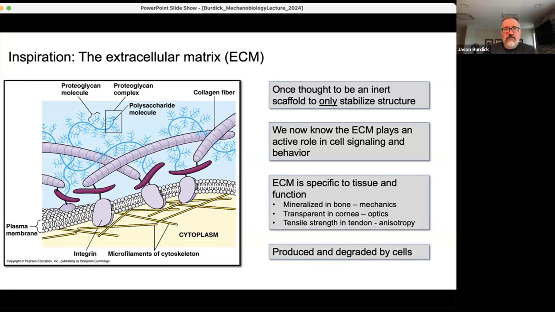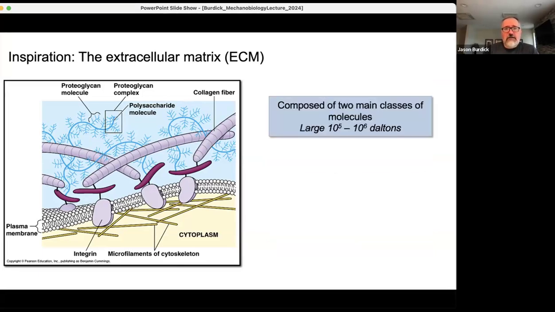And importantly, too, it's also a dynamic process. So especially in disease, you can see changes in the extracellular matrix. And so here, we and others are really interested in dynamic materials where their properties can change over time with some sort of signal. So that's a bit of our inspiration.